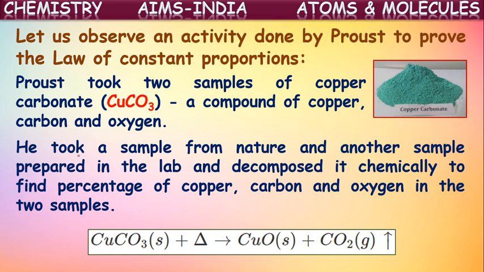When copper carbonate is heated strongly, it decomposes to form copper oxide and carbon dioxide. We know any carbonate of a metal on strong heating forms the respective metal oxide and carbon dioxide gas. Here this copper carbonate also, on strong heating, decomposes to form copper oxide and carbon dioxide. After decomposition, he observed the percentages of copper, carbon, and oxygen in the two samples separately.